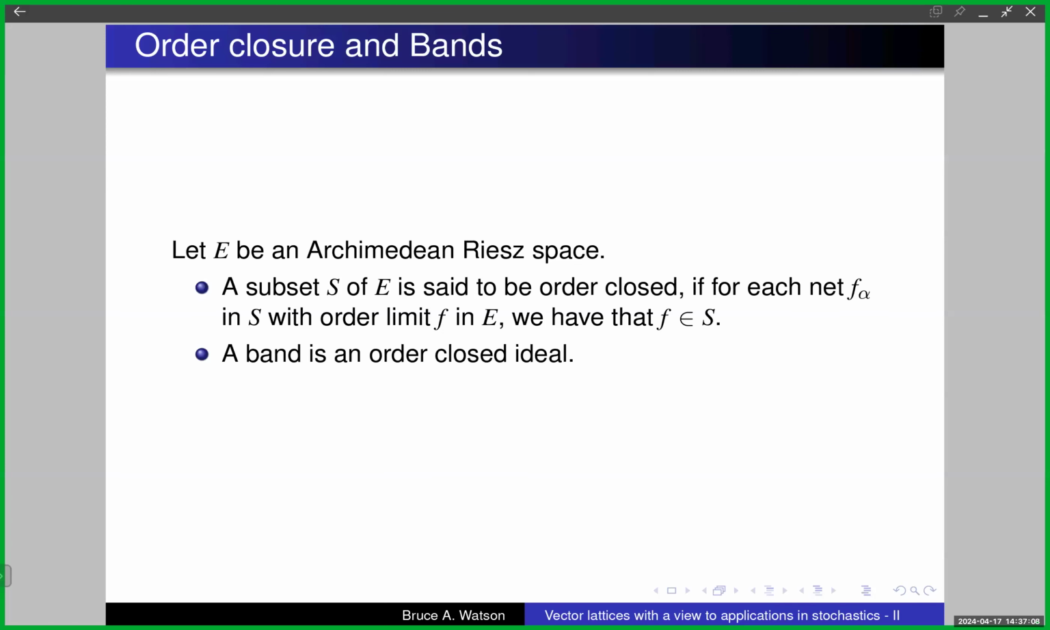This is requiring that the limits of your limit object, however you define your limits in classical analysis, obviously often sequences. Here we have generalized those to nets. So we take a net from the set S, we look at its limit in the big space E, and we require that that limit, if it exists, be back in S in order for S to be closed. And because we're dealing with order convergence, this is called order closure.